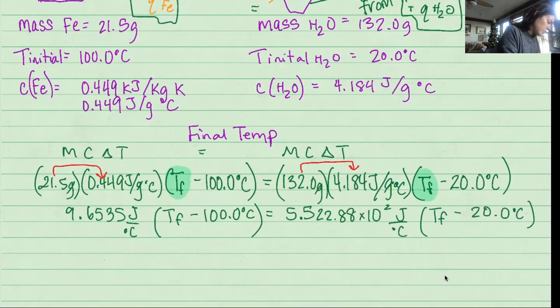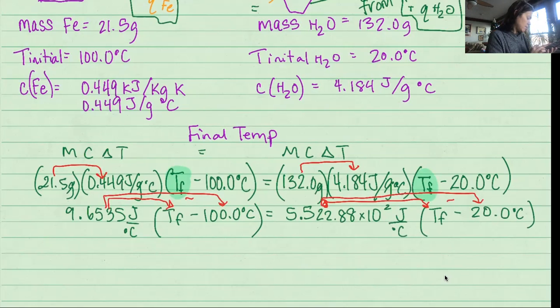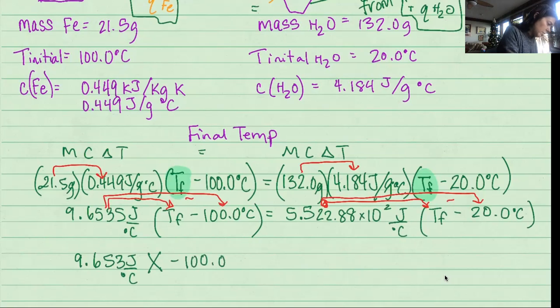Okay, I will now distribute again, this times this minus this times this. And I will do the same over here, this times this minus this times this. I'll set them equal to each other. So in my calculator, I've got 9.6535 times TF. Let me just write that, 9.6535 joules per degree Celsius. I'm going to go ahead and call TF X, okay? Minus 100.